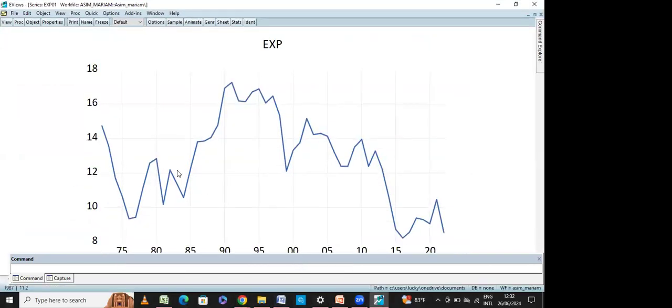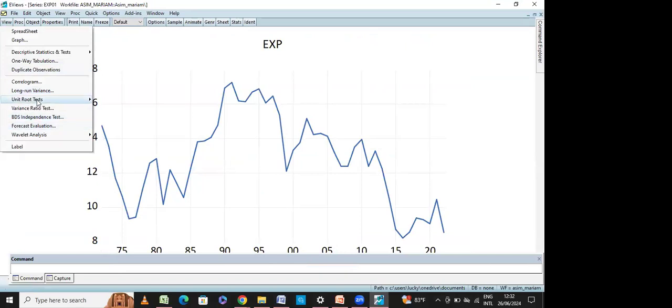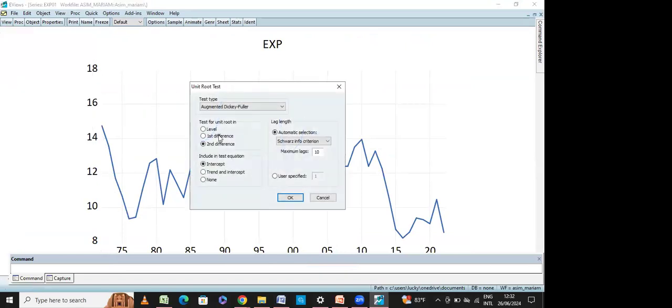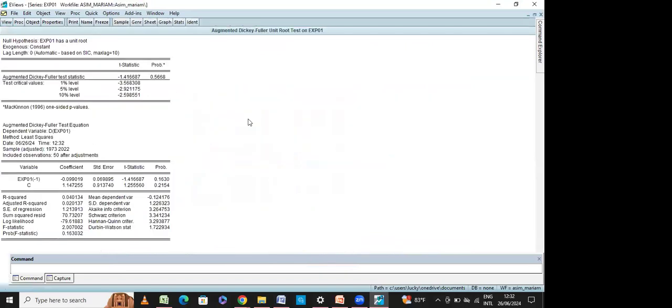So I can see over here its values are falling down and going in an upward direction, but in a quite balancing way. But still, I can predict. I have to check what the level of stationarity is over here. I'm just going to the unit root. I'm checking at level first.